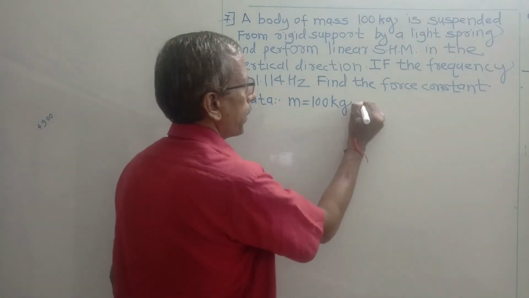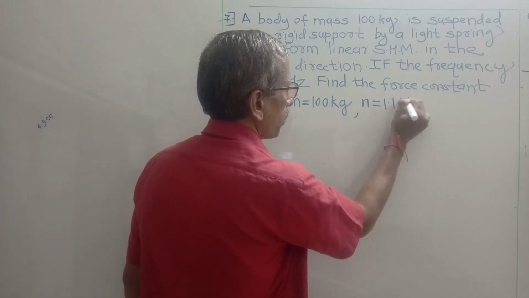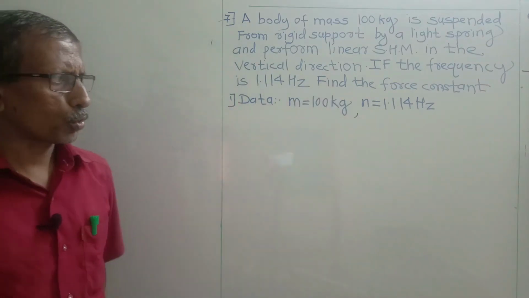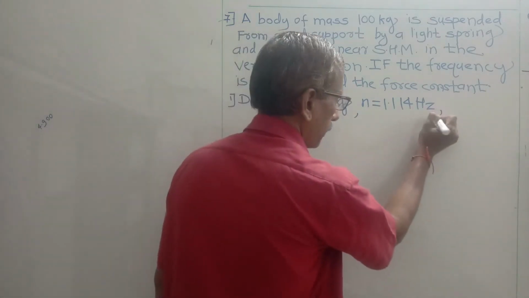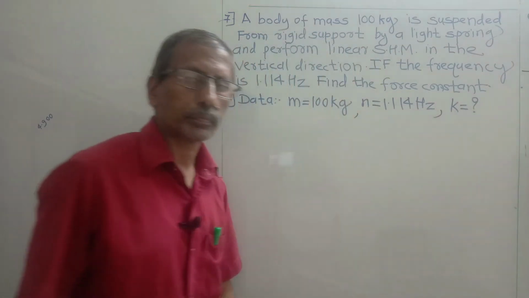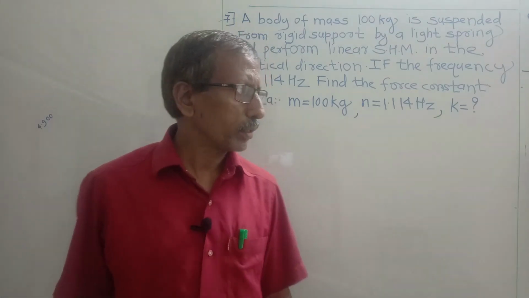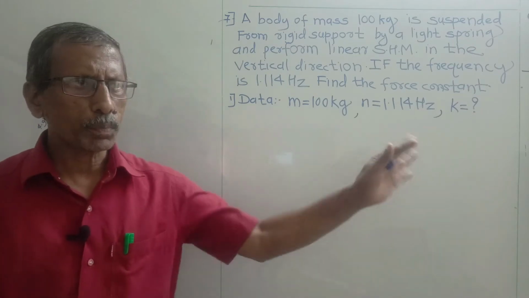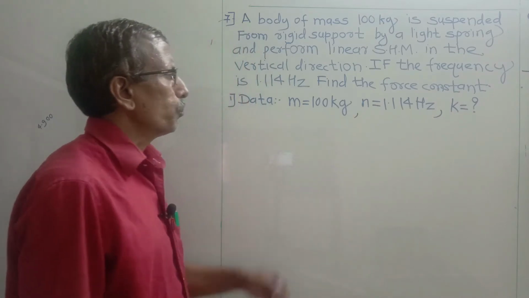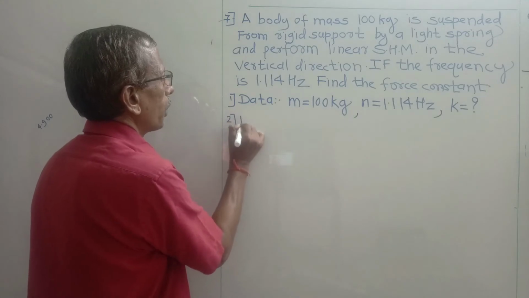If the frequency is denoted by n is equal to 1.114 hertz. Find the force constant. Again we have to find k. Force constant is denoted by small k, so it is a question mark. Now we already studied 6 problems on this. So now we write the formula. The second step is formula.